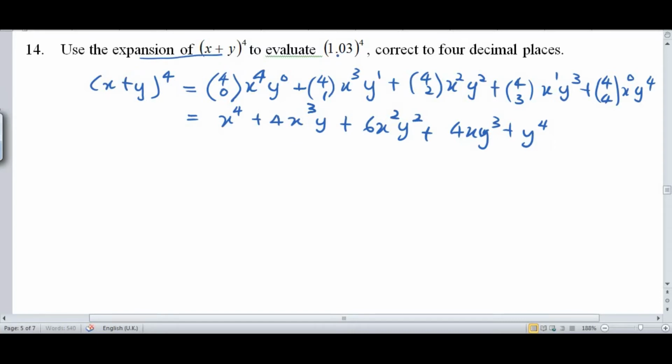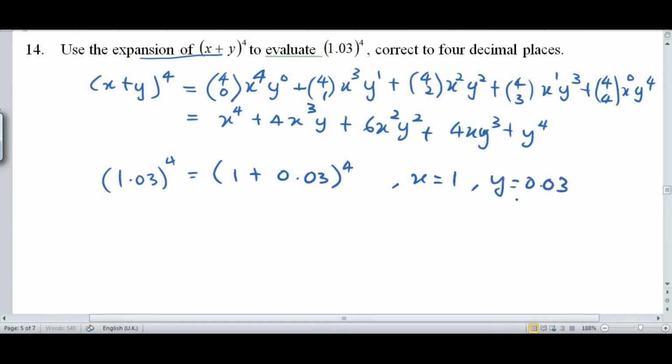Now we want to evaluate this. 1.03 to the power of 4 can be written as (1 + 0.03)^4. When you compare this with (x + y), you can see that x is equal to 1 and y is equal to 0.03. So what you do is just substitute the x and y values into the expansion.